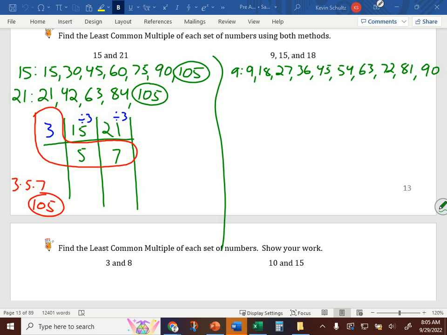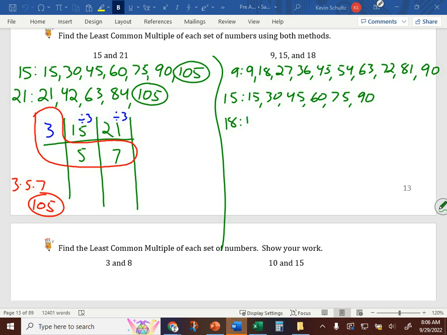Now go to 15. 15. 30, 45. 60. You just copy our list from the one before, right? 75. 90. Oh, I got a match. Ooh. Let's see if 18 brings us home, or if we have to go further, right? Because it has to show up in all three sets. You know, it can't just show up in two of them. It's got to show up in all three of them.